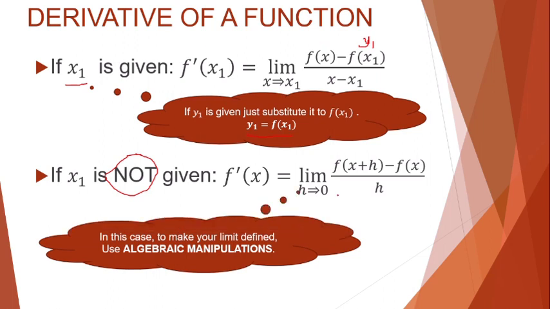Next, in this case, to make your limit defined, you may use algebraic manipulations. What are algebraic manipulations? For example, factoring, special products, conjugate, and other methods of simplifying functions, expressions, polynomial, transcendental expressions. This is to avoid having an undefined value, because if you substitute directly, it is automatically undefined. So you will find a way to make the function defined. Let us apply it to solve problems.